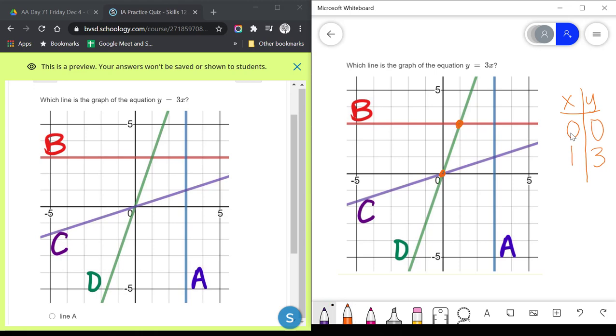Another way you could see it is by knowing that this is the same as 3x plus 0. We're looking for a y-intercept of 0 and a slope of 3, up 3 over 1. So either way, we need letter D.